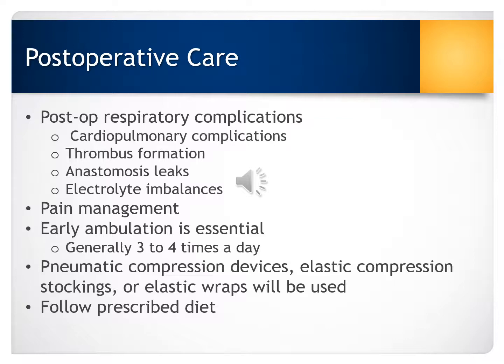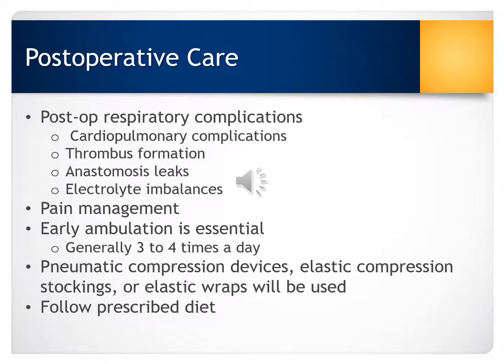So post-operatively, you will do all the same assessments you would do for anybody who has an abdominal surgery. But we want to remember that there will be an emphasis on respiratory complications. We will focus on pain management. There will be early ambulation to get the patient moving to prevent complications. Generally, we want them to ambulate 3 to 4 times a day. They should have on pneumatic compression devices, elastic compression stockings, or elastic wraps.